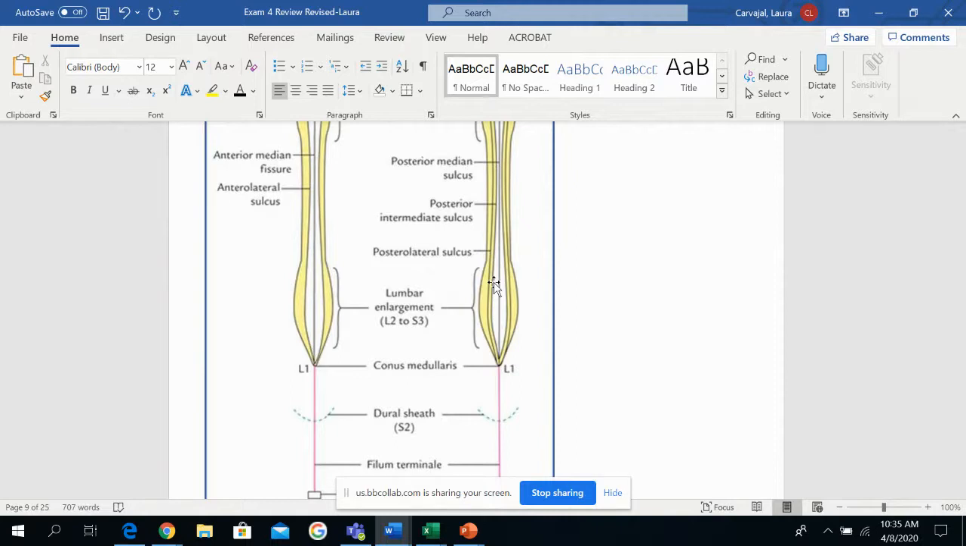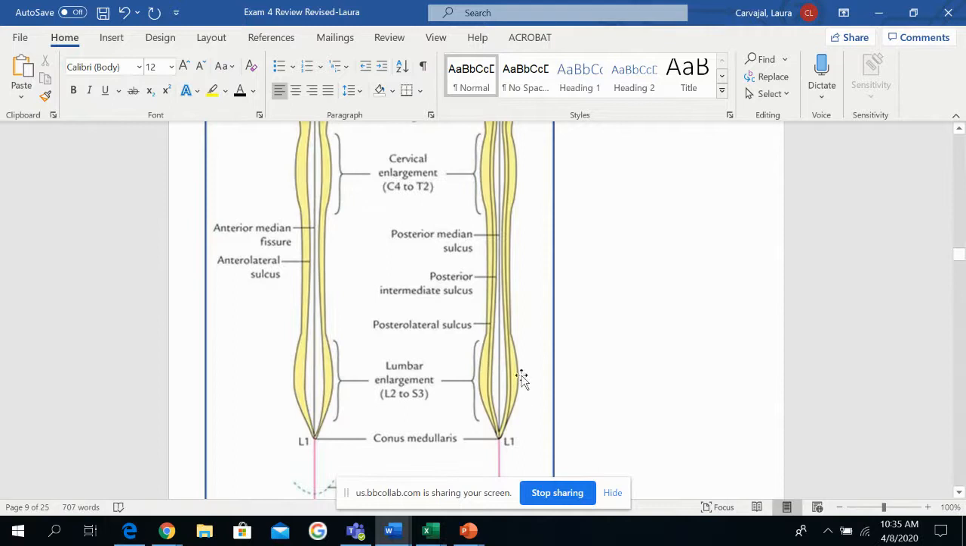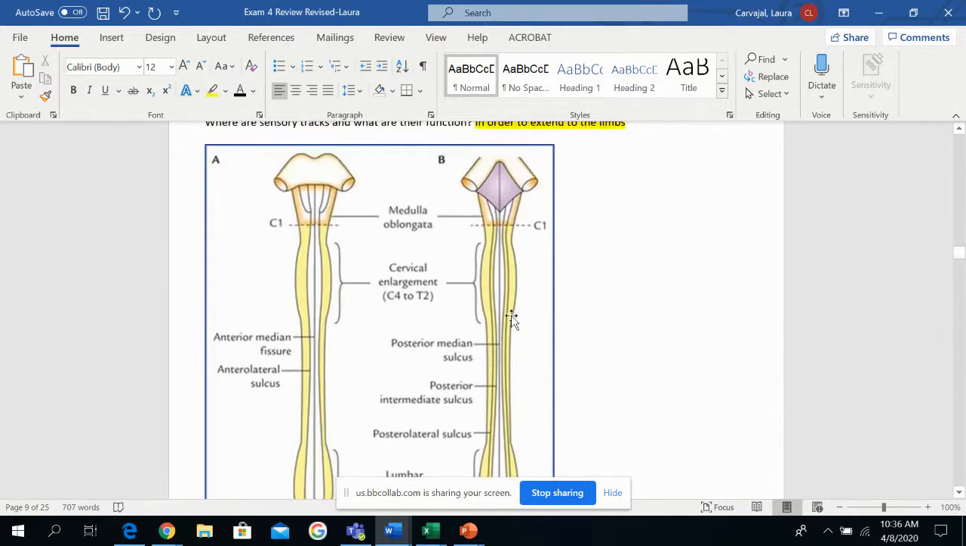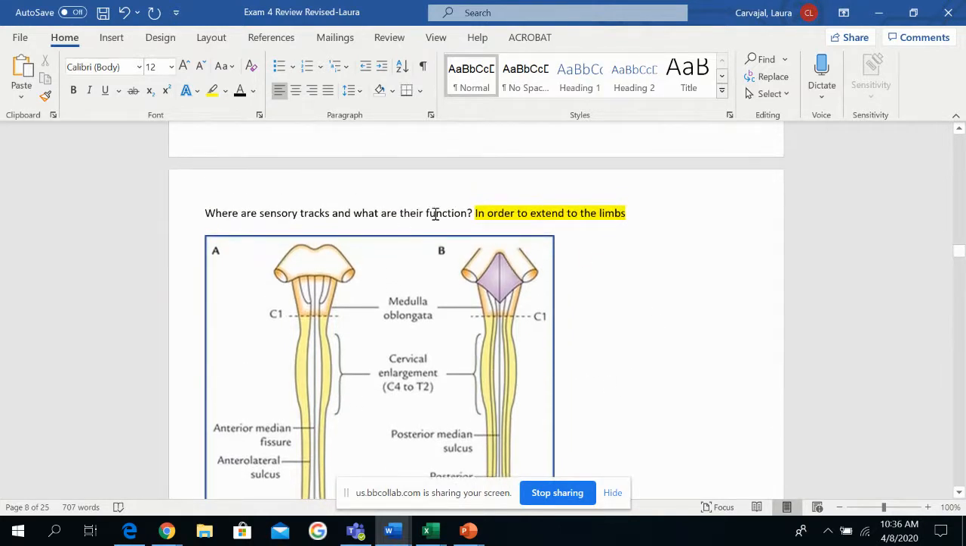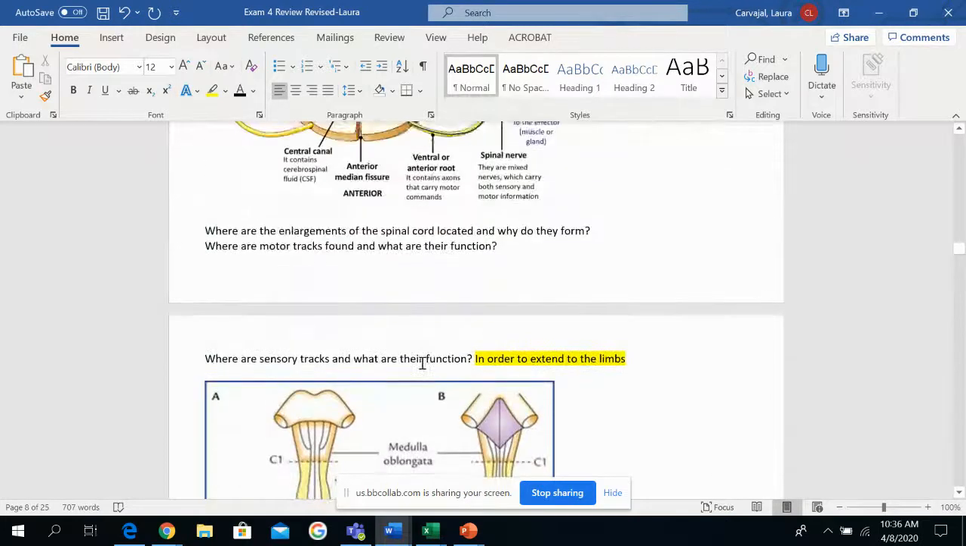So we have these enlargements because we want to make sure that the nerves travel down to the very tip of our toes and the very tip of our fingertips, because here is where we would have our arms, our limbs. What is their function? In order to extend to the limbs. That's the function of the enlargements.